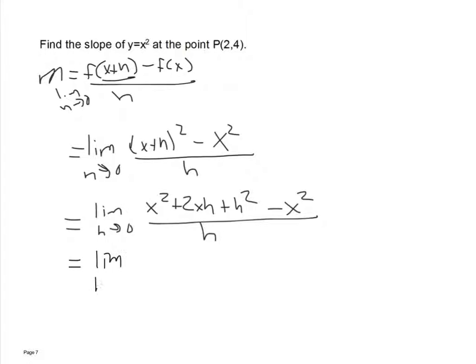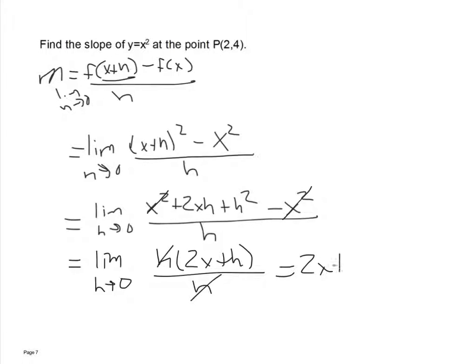We're going to limit as h goes to 0 of x squared minus x squared. They cancel, so I'm not going to even have to write that. And then we're going to look at the top. Do you see that there's an h that factors out? So it's going to look like that if I factor it out. And then notice these h's magically cancel. Yay. So the limit is 2x plus h.